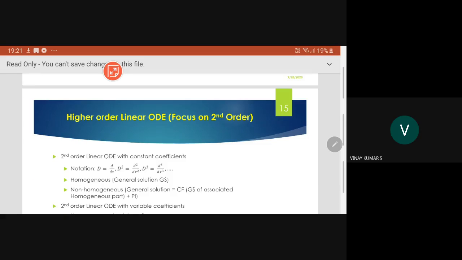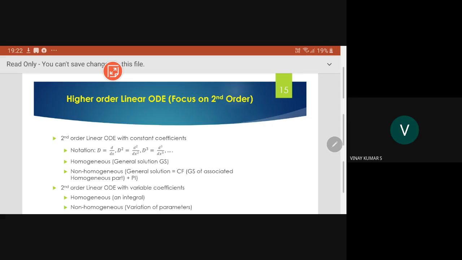Now the other one is, most of the questions in ODE, first order ODE and second order ODE, that is enough for you. So the second order here also, first order we dealt with both linear and non-linear, while in case of higher order, meaning second order, we focus more on second order equations. In that one, we need to look at homogeneous and non-homogeneous things.